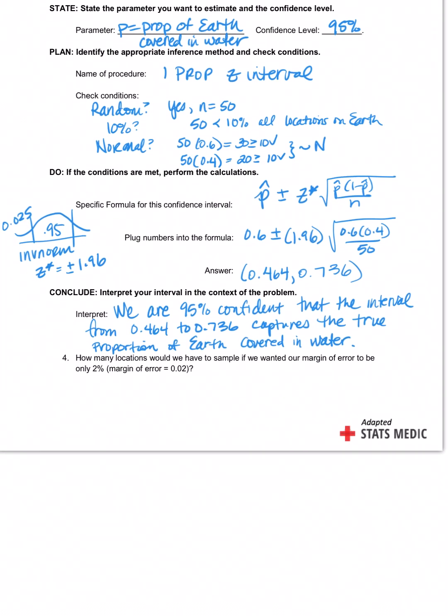Now, look at number 4. They're throwing us a little bit of a curveball. It says, how many locations would we have to sample if we wanted our margin of error to be only 2%?